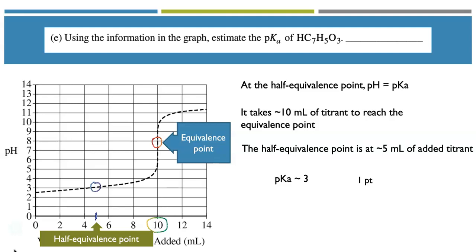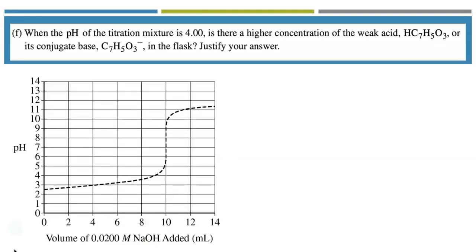This was a 1-point part. Either you had a pKa of approximately 3 or you didn't. You didn't have to write out an explanation. You just needed to write that the pKa is about 3. You might have said 3.1, that's fine. Let's talk about this titration curve some more in part F.